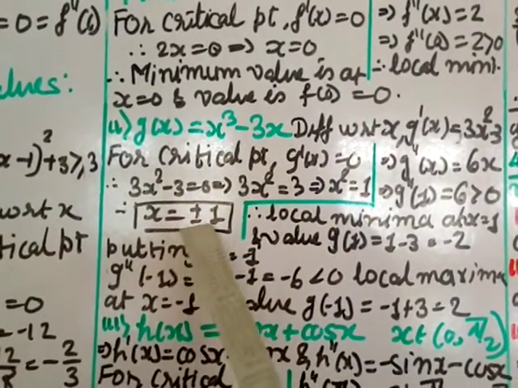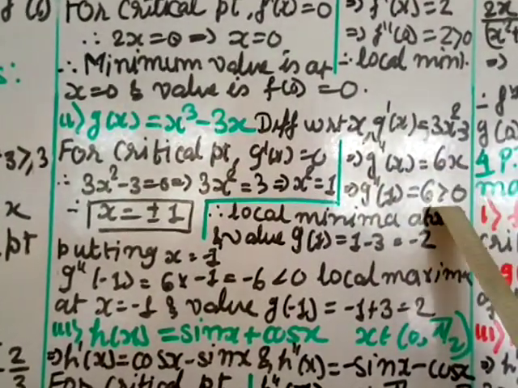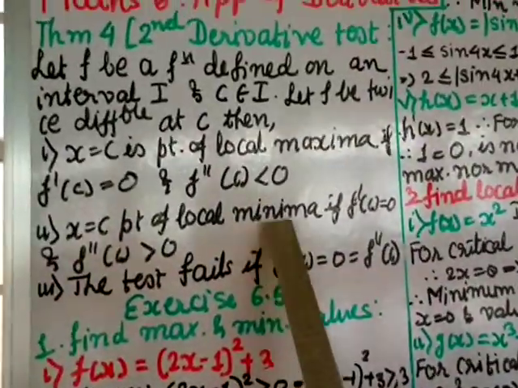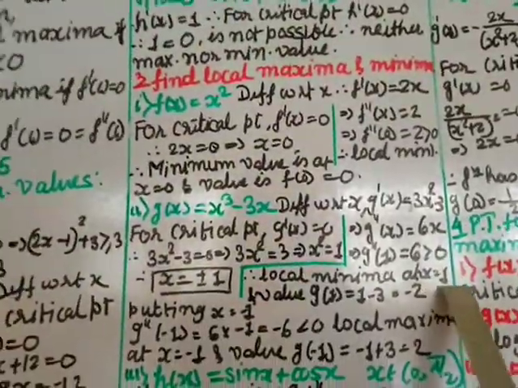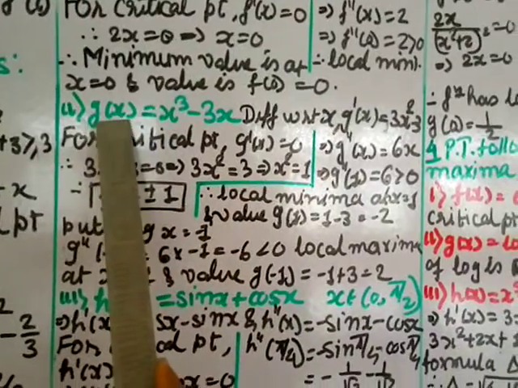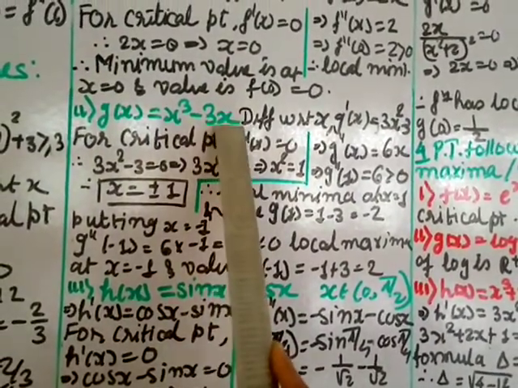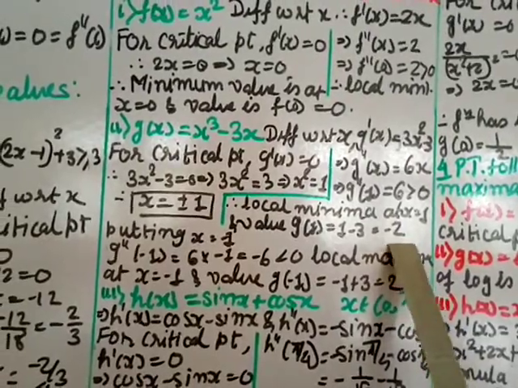I have got two values, so first I will check for plus 1. Put it in the double derivative, so 6 into 1 is 6, which is greater than 0. So with the second derivative test, it is a local minimum. So it is a local minimum at x equal to 1, and what is the value? You have to put this value in your given function g x. So 1 cube minus 3 into 1, so 1 minus 3 is equal to minus 2. So this is a local minimum and the value is minus 2.